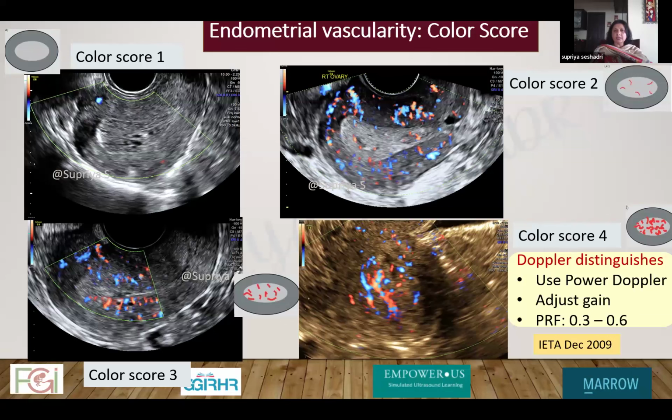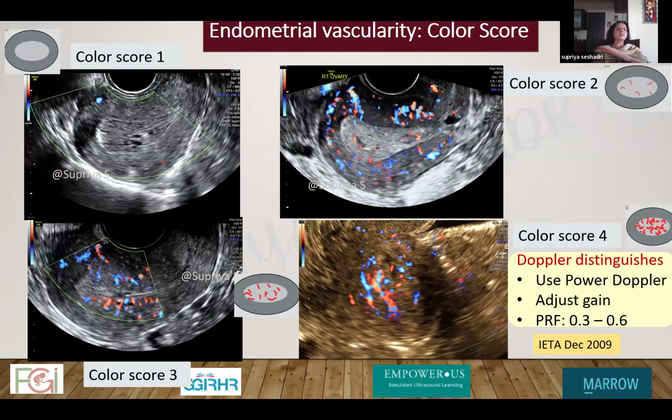And when we do not see color, then go to this button called the PRF, or sometimes called the velocity scale, and bring down the PRF to 0.3 to 0.6. So only when we have adjusted the gain and adjusted the PRF will we see what the color score is. Another useful practical point is, initially when you're beginning to recognize what the color score is, it's good to turn up the gain so that you will see color everywhere, what we call color noise or color artifacts. Then turn down the gain till you do not see color.